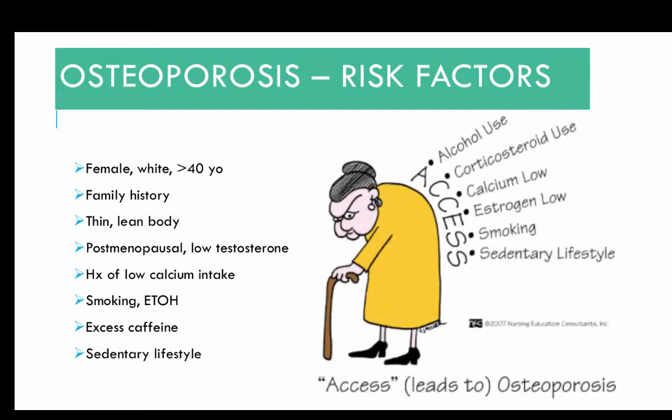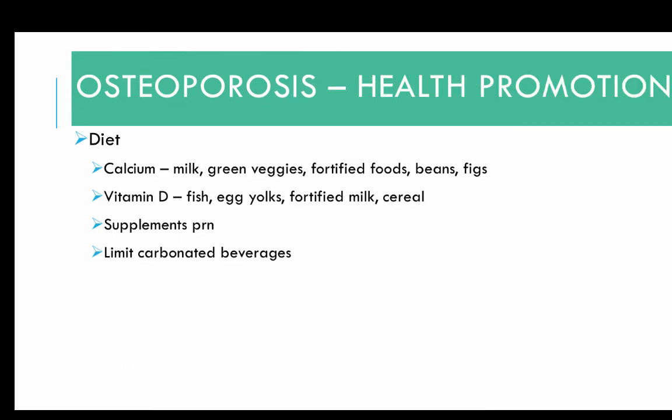Now, this is a little visual aid to help you with the excess leads to osteoporosis. A is alcohol, C is corticosteroid or calcium low, estrogen, smoking, sedentary lifestyle. That's just a mnemonic to help you remember some of the risk factors. That's not all the risk factors, but that's a mnemonic to help you remember a lot of the risk factors.